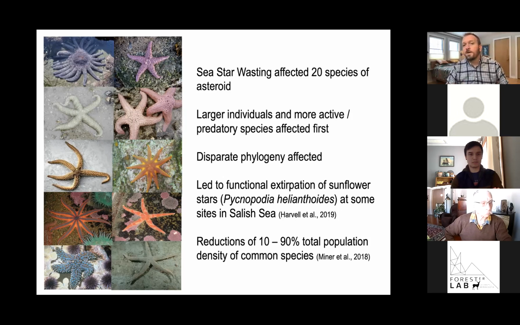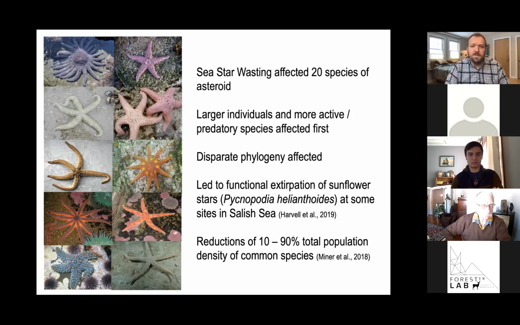Like I mentioned, it's very disparate phylogeny affected. These are not closely related starfish at all, right? They all fall within the Asteroidea, but they are very different from each other. This whole disease event led to the functional extirpation of some of the sunflower star, particularly Pycnopodia helianthoides, at some sites in the Salish Sea. It's now being listed on the IUCN red list, and so it's considered kind of an endangered species.